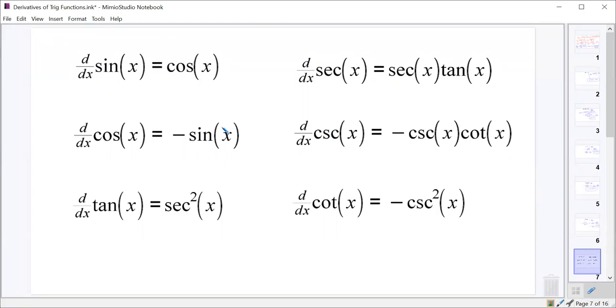And you'll probably notice that all of the co-functions have a negative in their derivative. So cosine, cosecant, and cotangent, the derivatives all have a negative piece to them. Everybody good there?